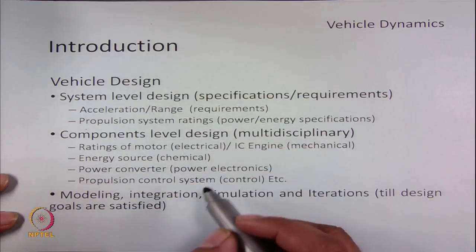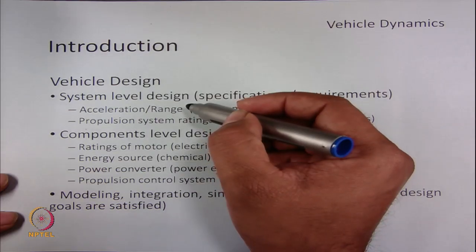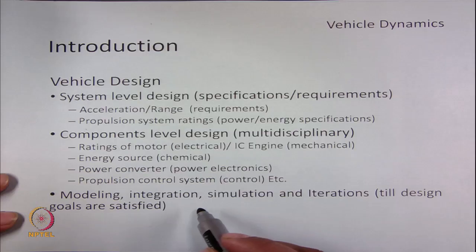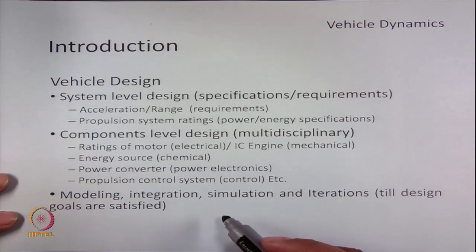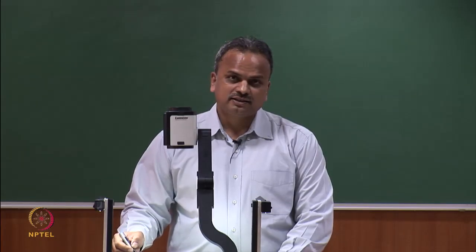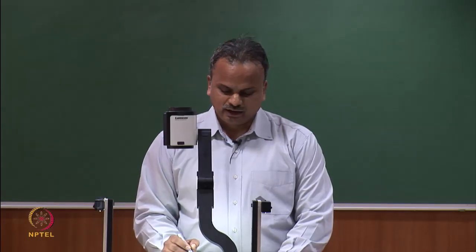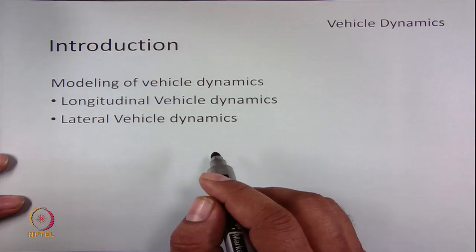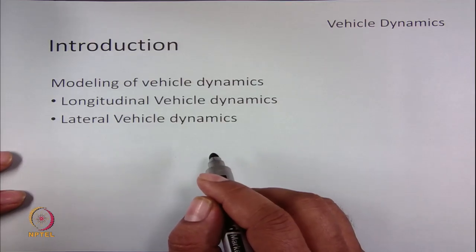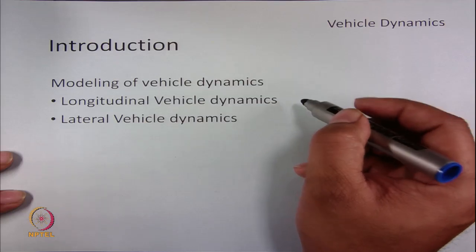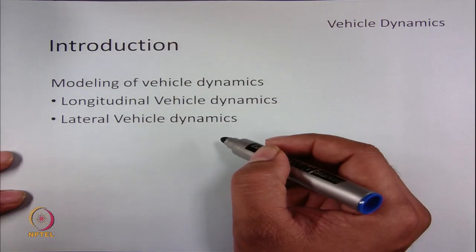Once this component level modeling is done, it is followed by system level modeling, which requires integration of the system. Then we go for the total simulation. The system is run using different iterations, such that the original design goals are met or satisfied. So it is an iterative process, and when we do the modeling of vehicle dynamics, there are two ways of doing it. One is longitudinal vehicle dynamics, and the other is lateral vehicle dynamics.